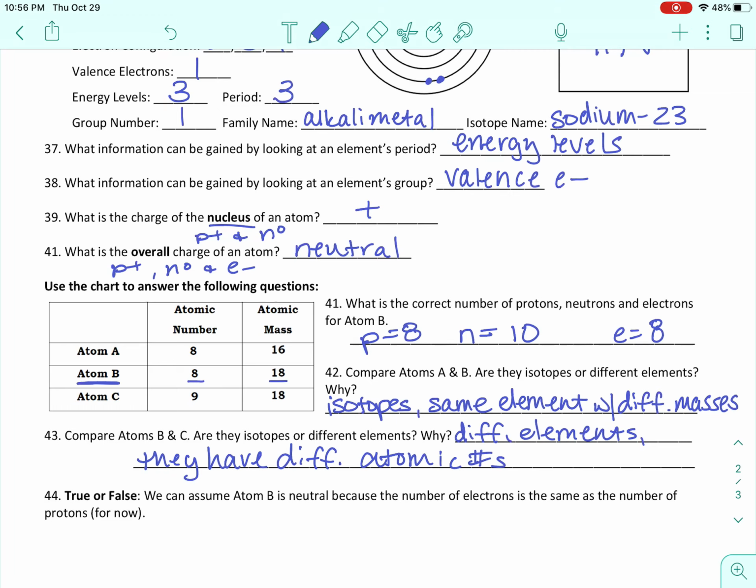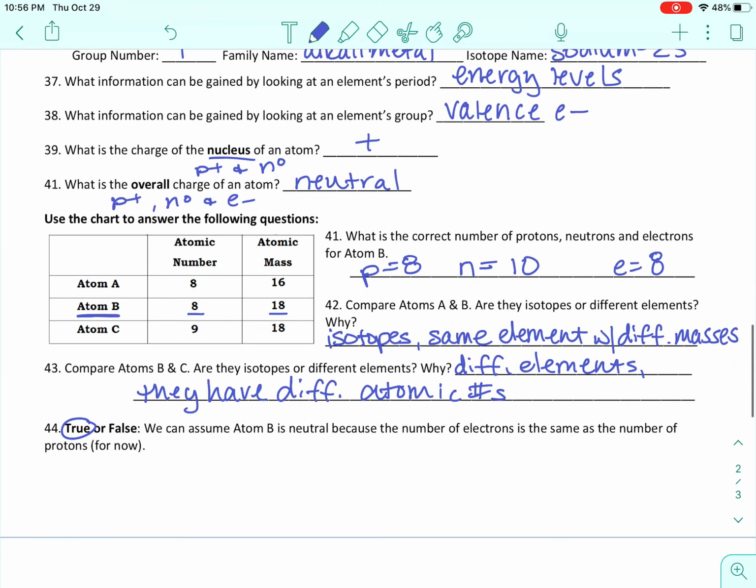True or false? We can assume atom B is neutral because the number of electrons is the same as the number of protons for now, and that is true. Make that a little bit neater. There we go. We're going to call that true. I'm going to add one more question here, and we'll see how we do.